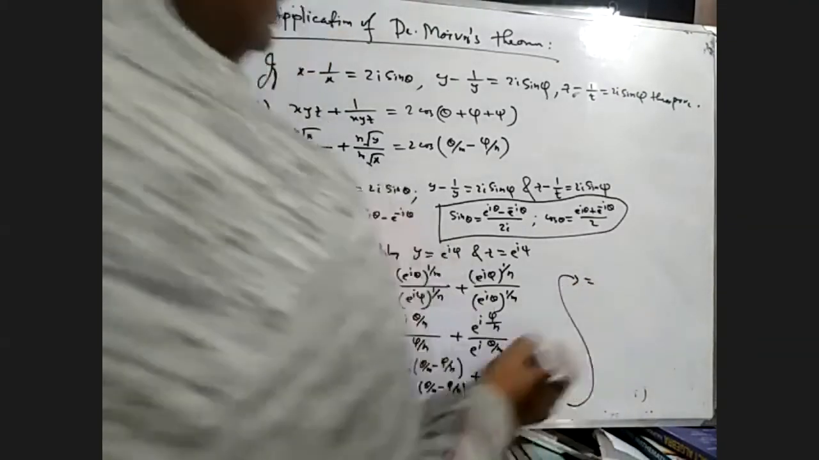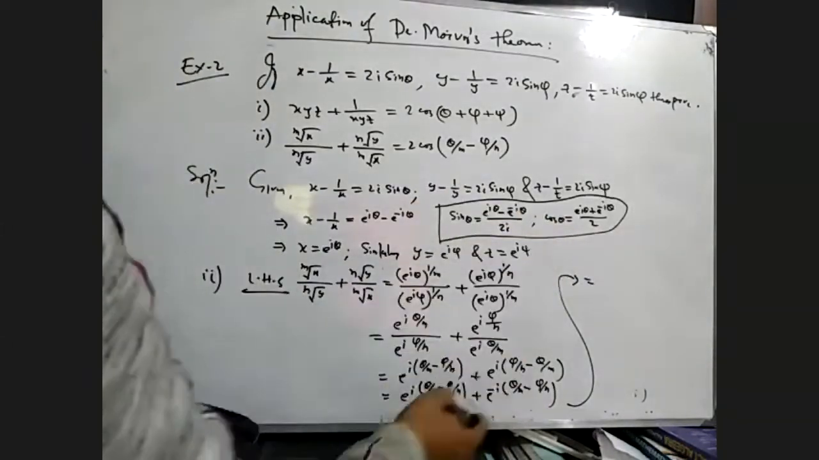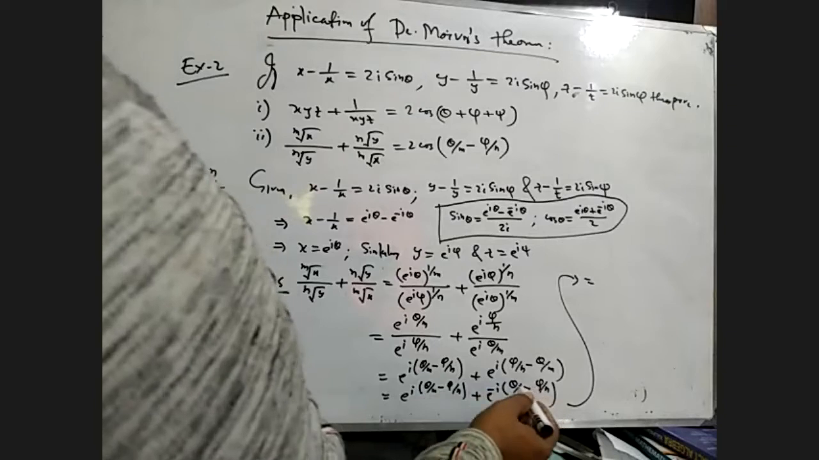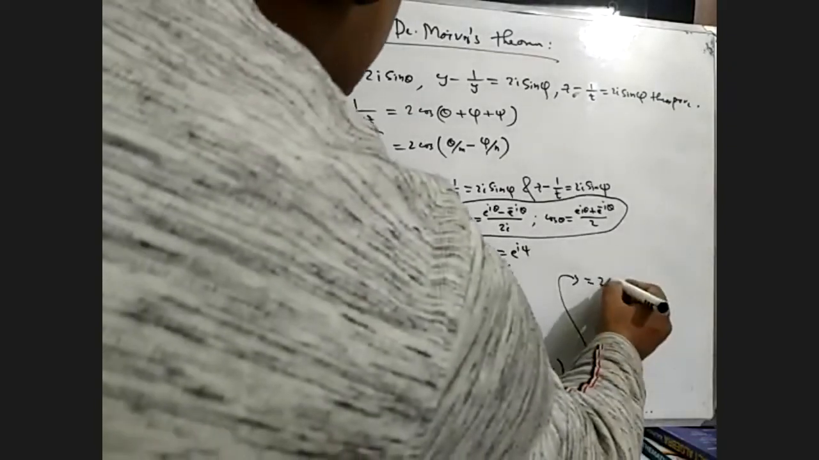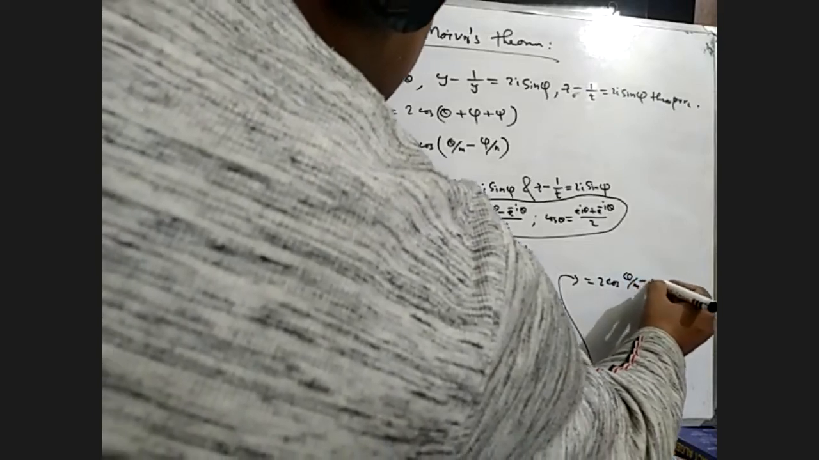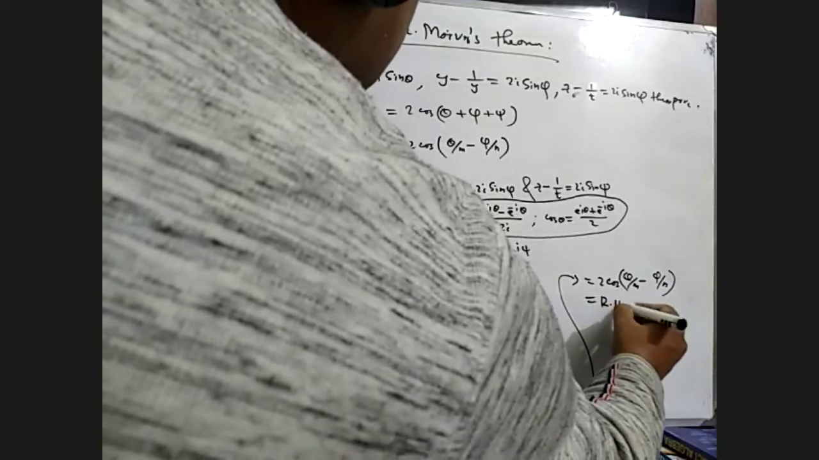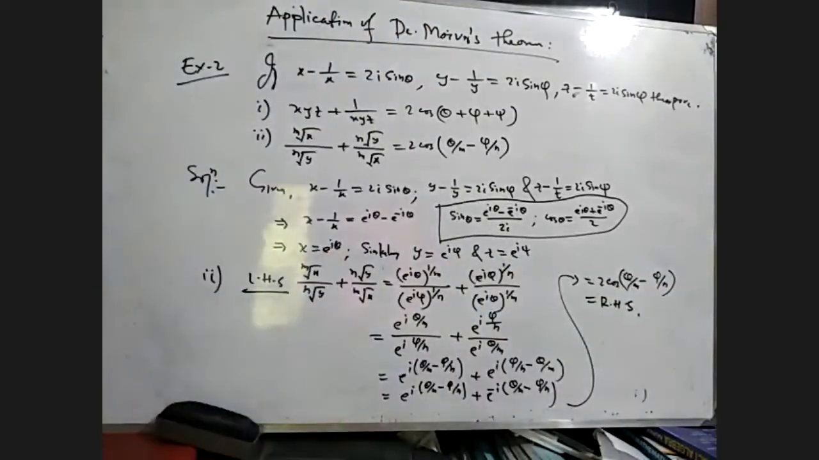So this equals to what? Similarly, twice cos of theta by m minus pi by n. This is the right hand side. Very easy one.